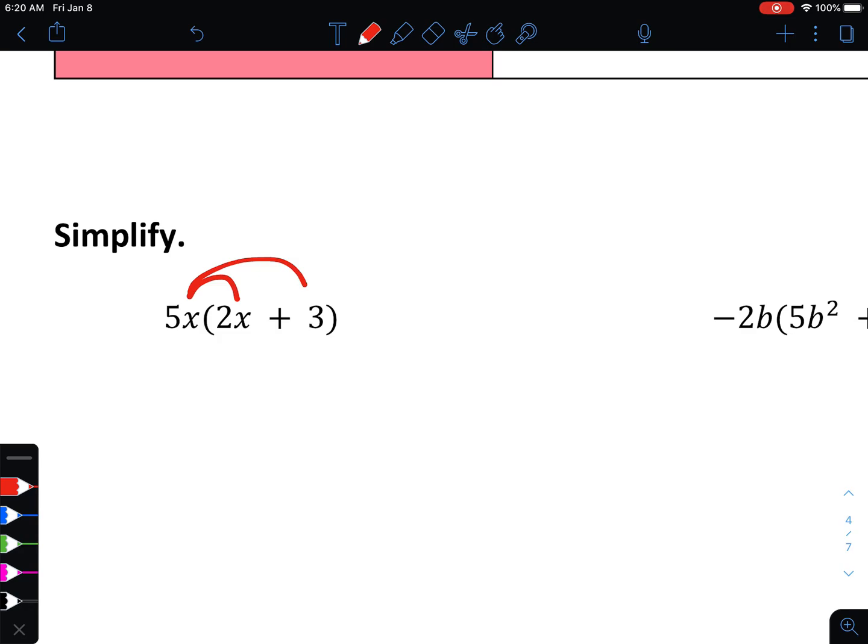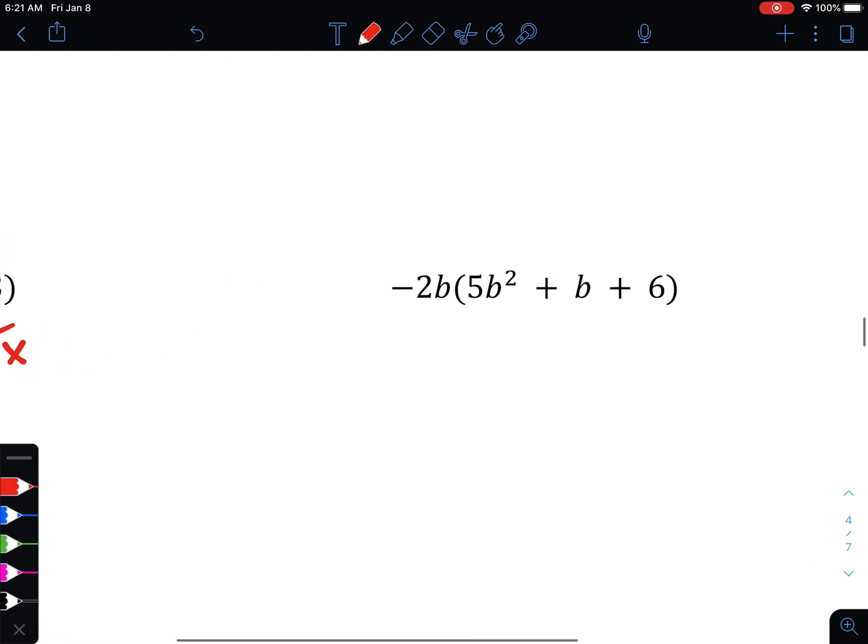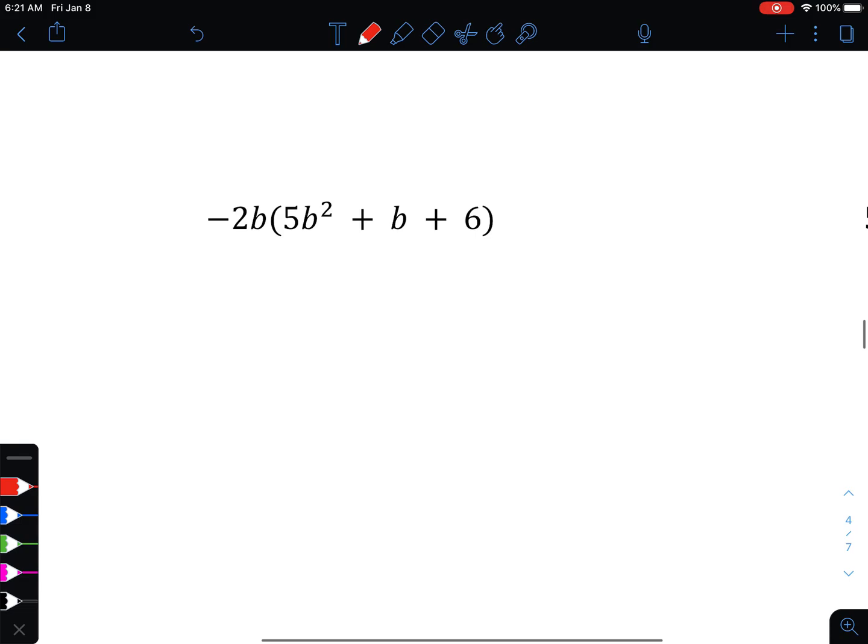When you take 5x and multiply by 2x, 5 multiplied by 2 is 10, and then x multiplied by itself is x squared. Next, when you take 5x and multiply by 3, you get 5 multiplied by 3, which is 15, and then x has nothing to multiply with, so it just stays as x. And that's all there is to it. Let's take a look at another example.